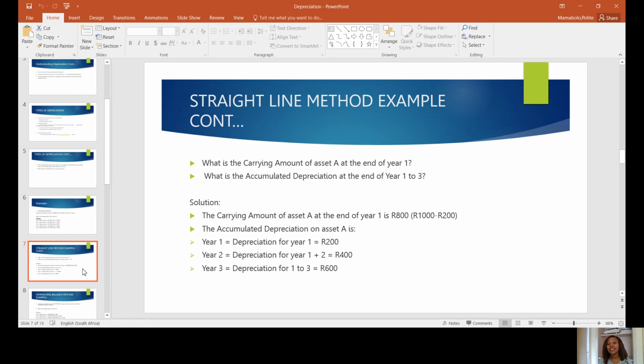What is the carrying amount of the asset at the end of year 1? The carrying amount of this asset at the end of year 1 is 800. Remember, the carrying amount is your cost minus your accumulated depreciation. So at the end of year 1, the accumulated depreciation is 200. The cost is 1,000, meaning our carrying value will be 800. At the end of year 2, the accumulated depreciation is 400, and the cost of this asset is still 1,000. It means that the carrying value will be 600. Up until year 5, the carrying amount at the end of year 5 will then be 0.